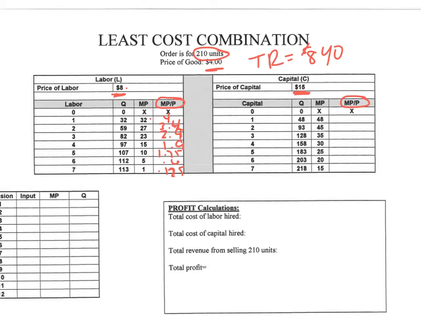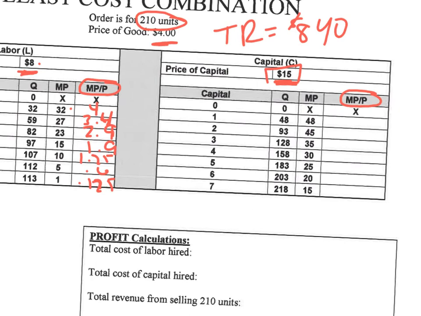On the other side with capital, now the price of capital is 15. As you can see, it's in general more productive, but it also costs more, from the standpoint that the price of capital is 15. As we go down this list, 3.2, 3, 2.3, 2, 1.7, 1.3, 1. Again, I'm just taking this column divided by the price of capital.